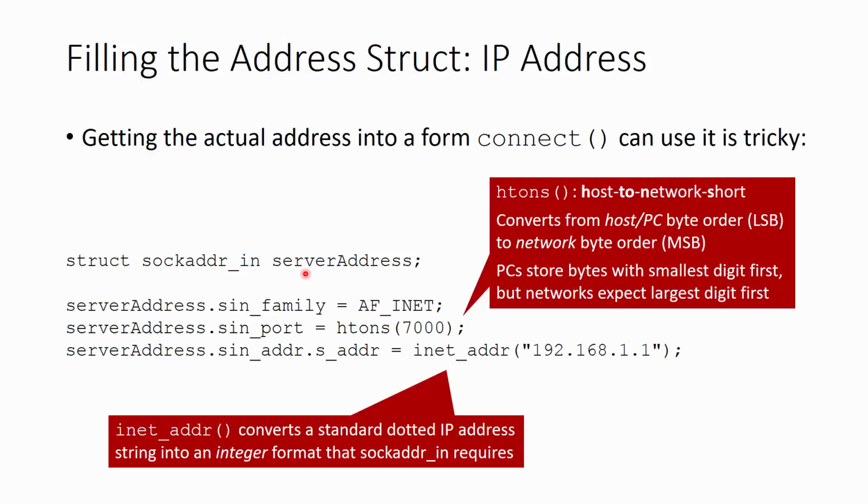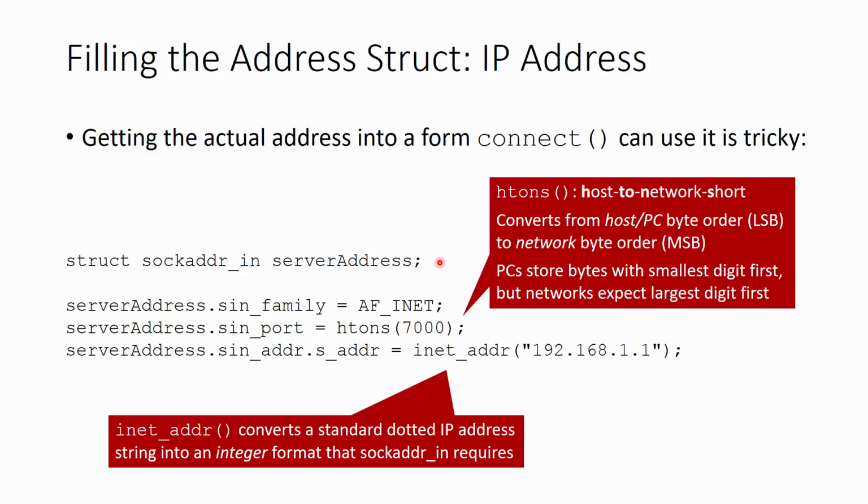Okay, so to load up this server address struct, there are 3 different members that we're going to care about here. First, the family again is AF_INET. The port is going to be 7000 in this case, just a port that I picked. But we have to use the htons function in order to convert this into the format that sin_port is looking for.